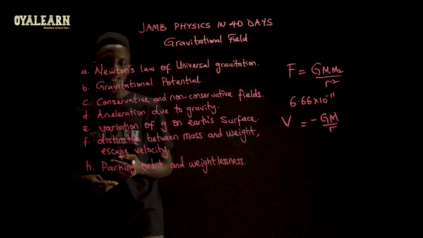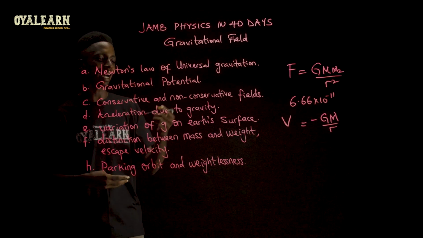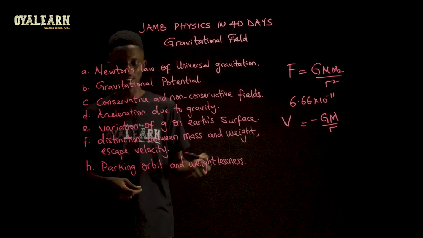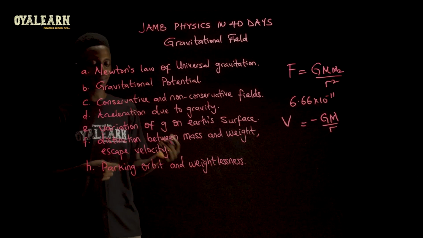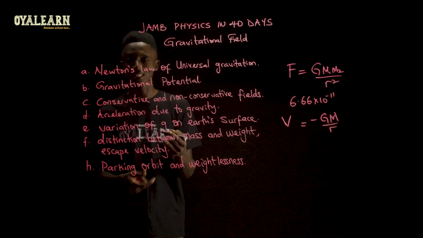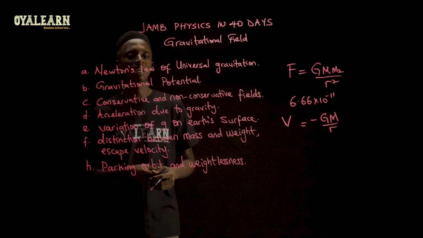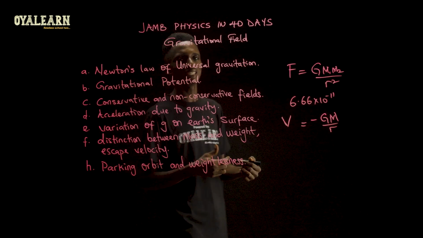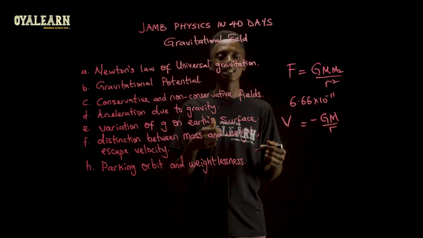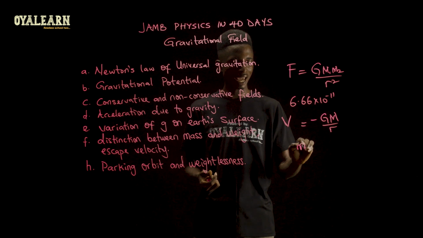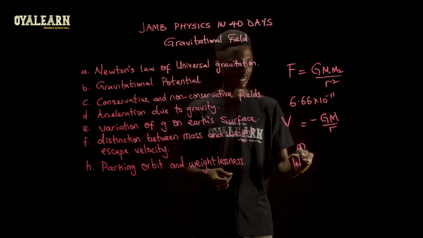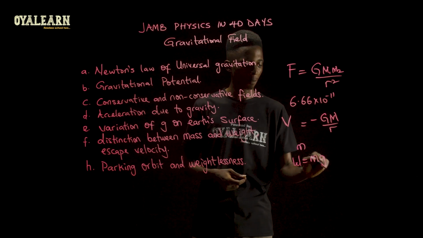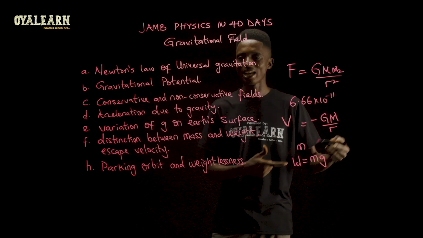You should also be familiar with conservative and non-conservative fields, as well as acceleration due to gravity. Then you should also be able to solve problems that involve the variation of acceleration due to gravity on Earth's surface. And you should tell the difference between mass and weight, where mass is the amount of stuff that an object possesses, denoted m. And then weight is the product of that mass and the effect of Earth's gravitational pull, known as g. So weight is mg.